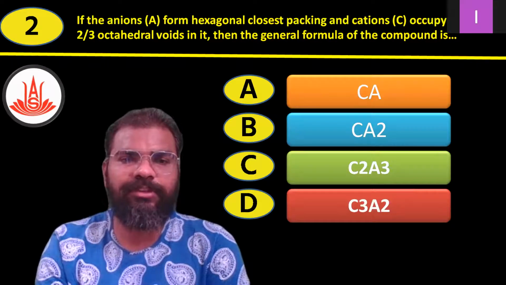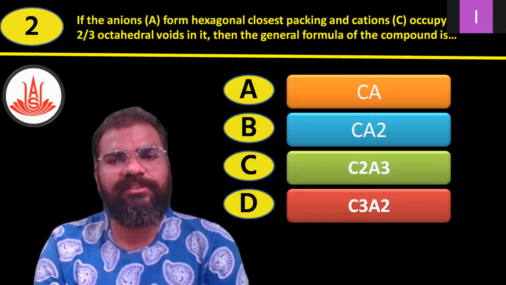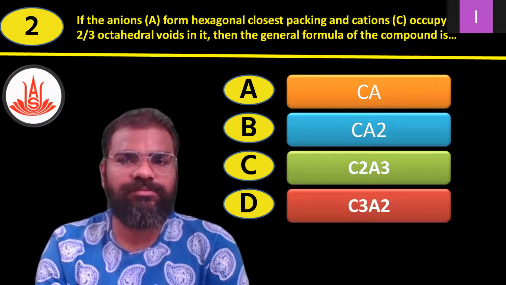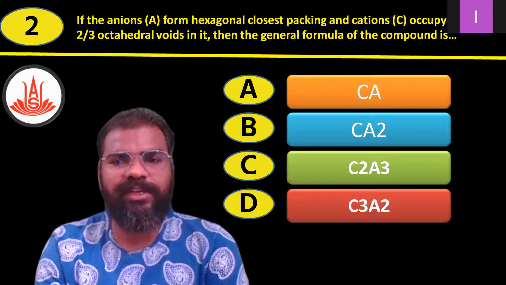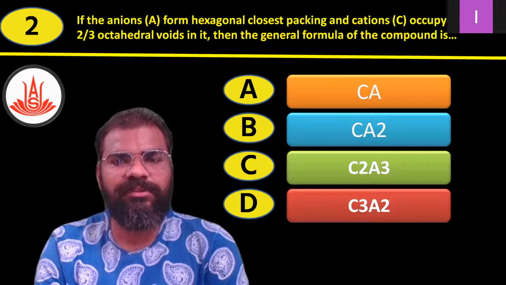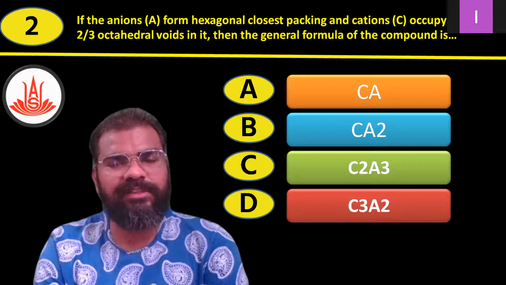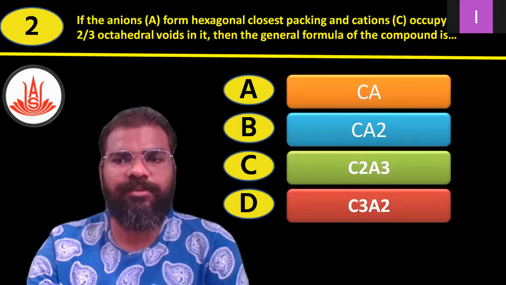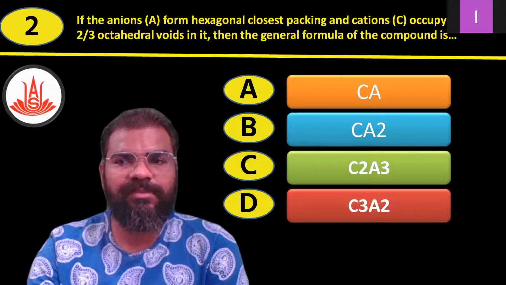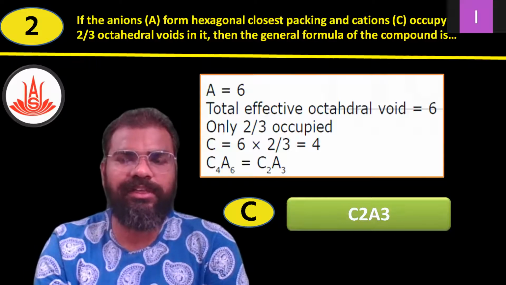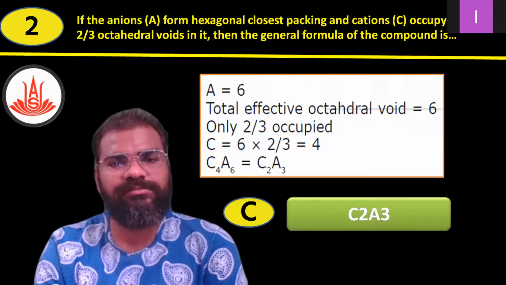There are four options they have given: CA, CA2, C2O3 and C3A2. In your mind you can pick the answer by yourself, and then just check the solution part, whether it is correct or not, from what you are imagining. So here C2A3, that is option C, is the correct answer.